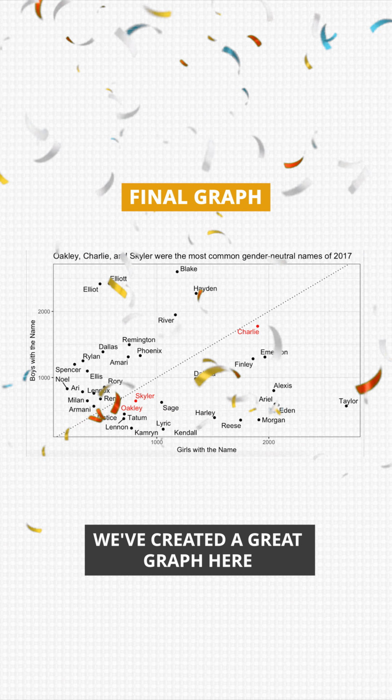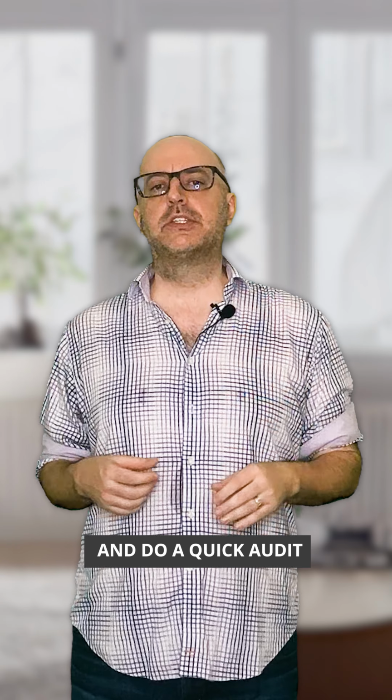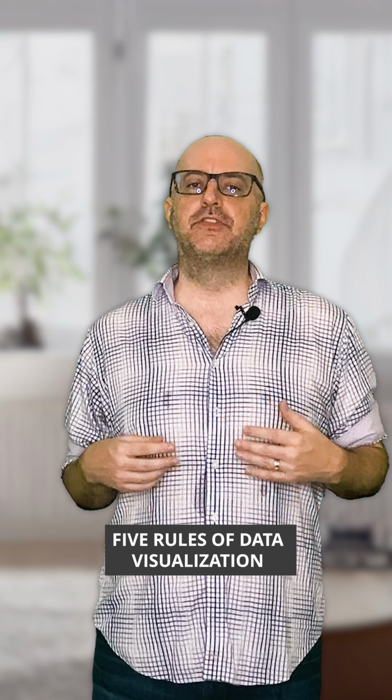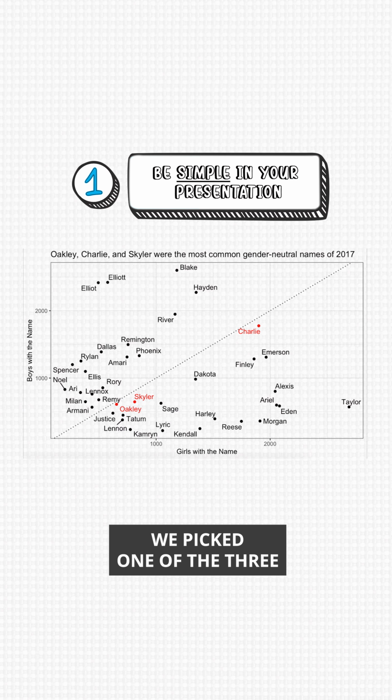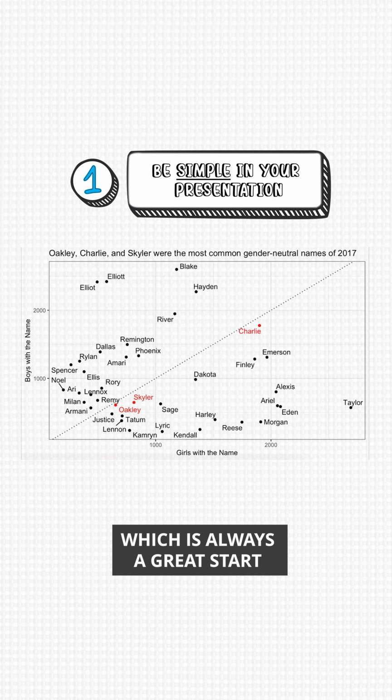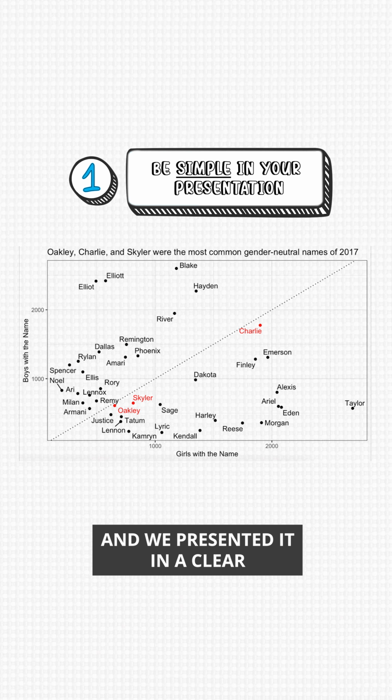We've created a great graph here. Let's go back and do a quick audit to make sure this fits our 5 rules of data visualization. Do we have a simple presentation? Yes, we picked one of the 3 basic types, which is always a great start, and we presented it in a clear, concise way. Gold star for us.